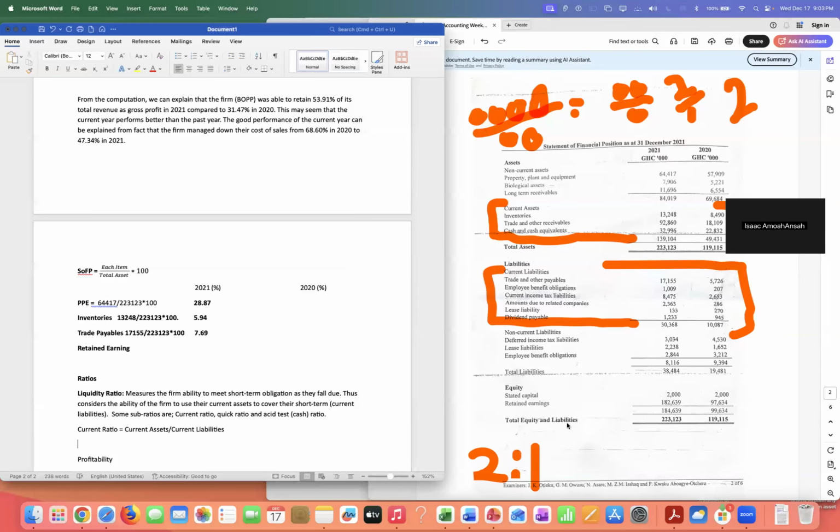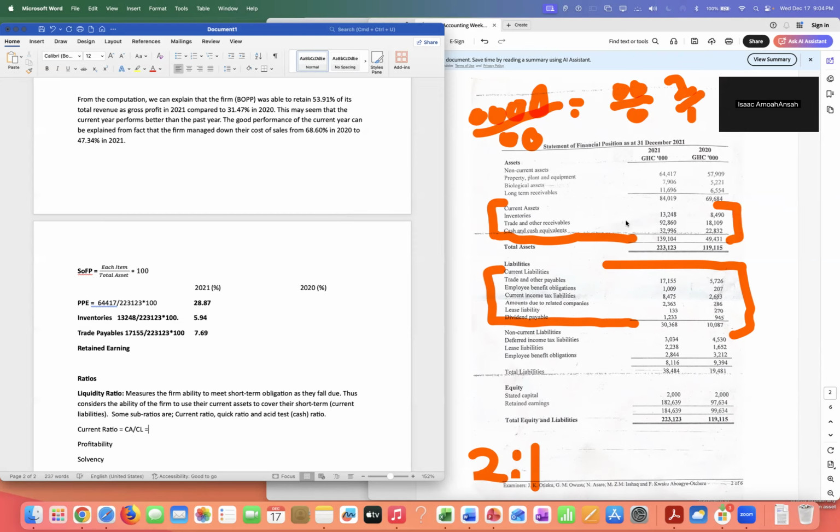Plenty red inks here. Let me undo some. But I wrote the formula nicely. How come I've deleted it? So current ratio, if you don't mind, I want to use CA, which is current assets, divided by CL, which is current liability, right? So that we can move fast. All right, let's come back here.